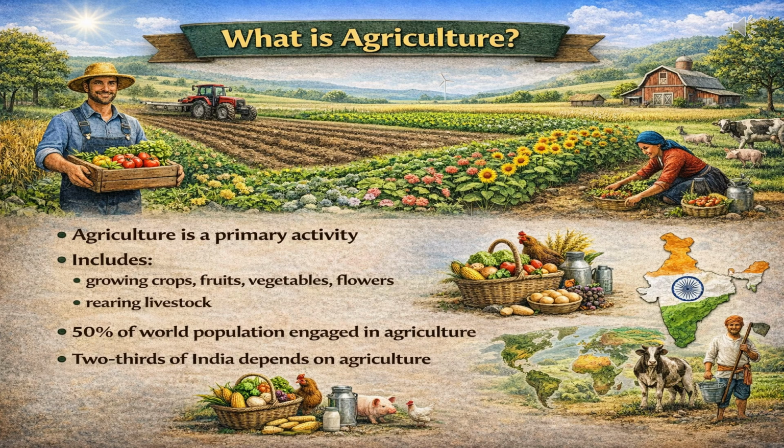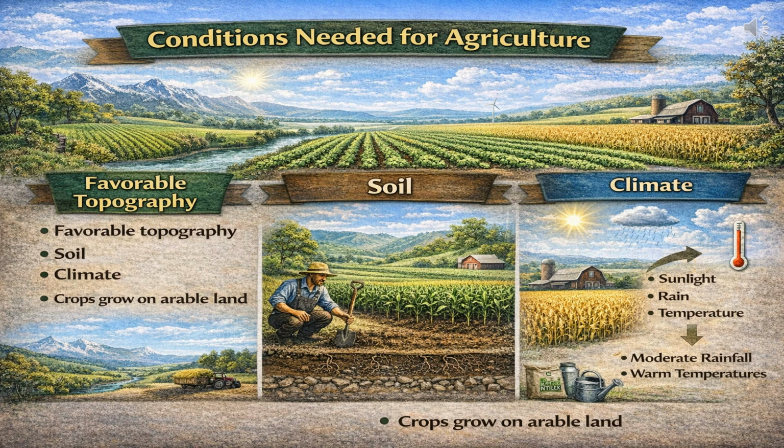But farming does not happen anywhere. It needs certain conditions. For agriculture to happen successfully, we need a favorable topography, land should be suitable, a good soil, a proper climate, sun, rainfall, temperature, and crops grow only on land that can be cultivated. That land is called arable land. So remember, not all land is arable. Only fertile, usable land is arable.